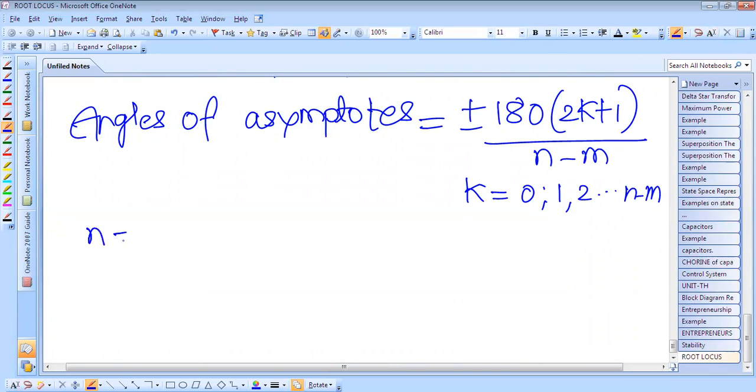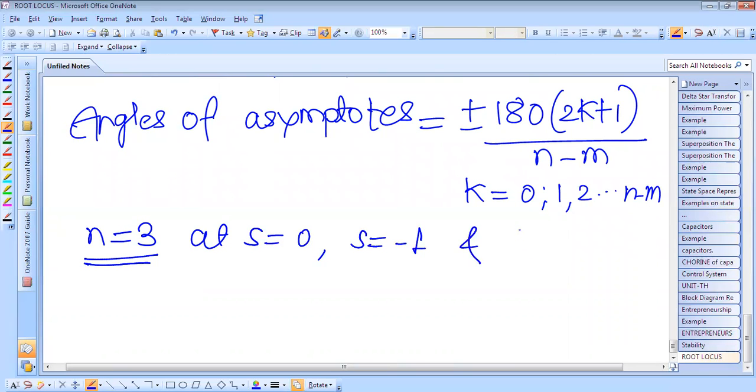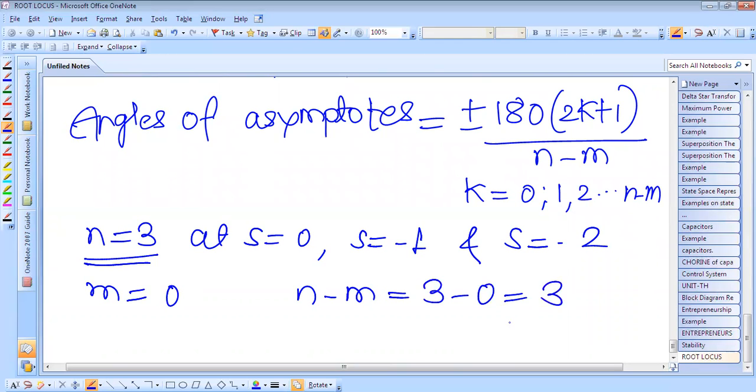Okay, so here n is equal to 3. That is, the number of open loop poles is 3, at s is equal to 0, at s is equal to -1, and at s is equal to -2. And the number of open loop zeros is 0. Therefore, n minus m is equal to 3 minus 0, which is 3. And therefore, we have to take k equal to 0, 1, and 2. So, 3 values we have to take.